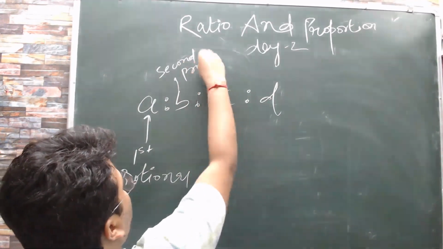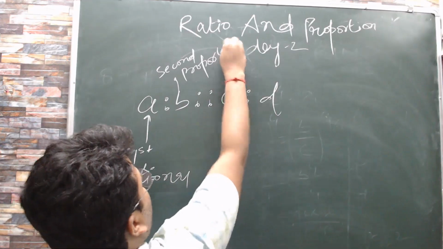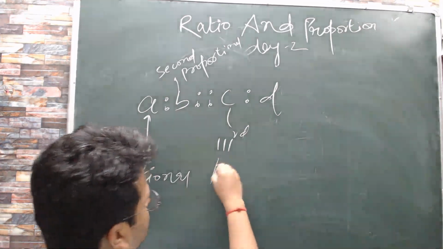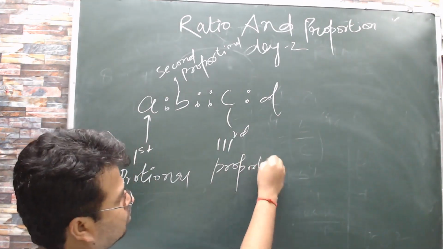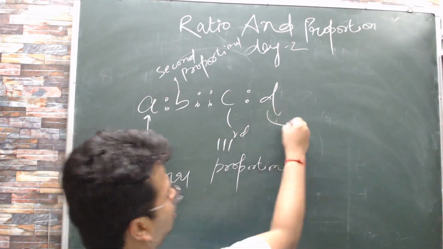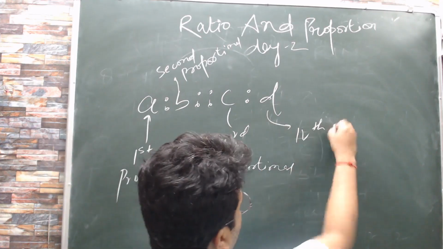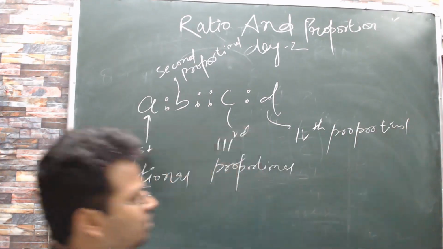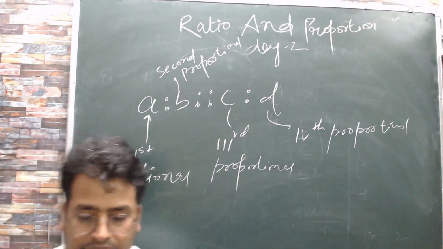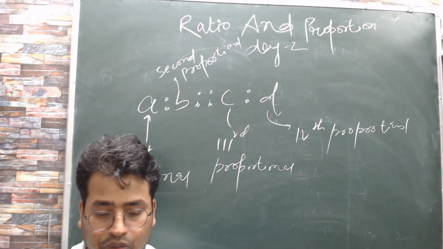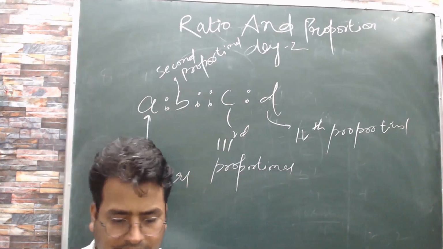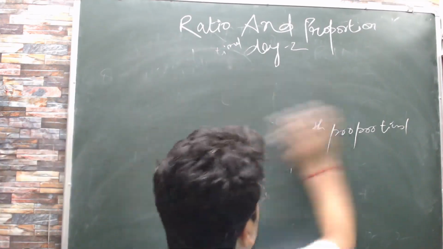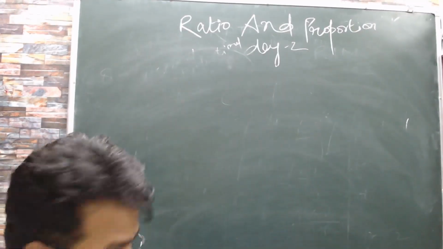This one is the second proportional. And this one is called the third proportional. This one is called the fourth proportional. Right. So what happens in the question? You are given different numbers, and they will ask you to find the proportional. So how will you find the proportional? Now see. So give the heading mean proportional.